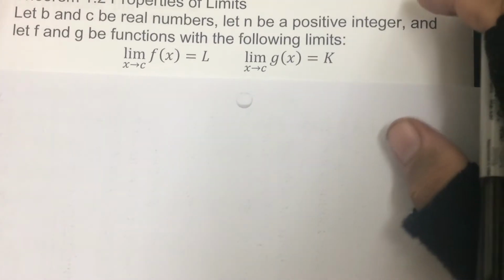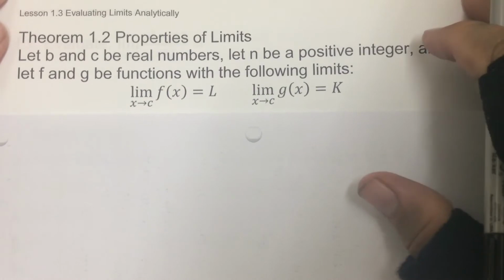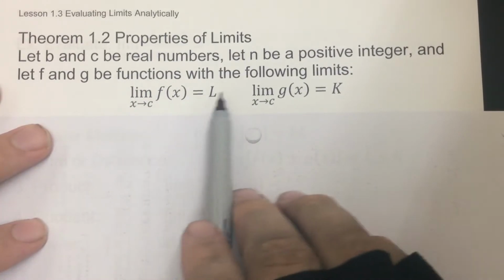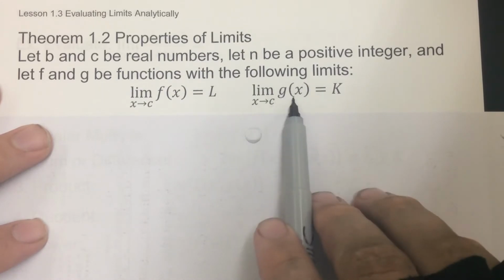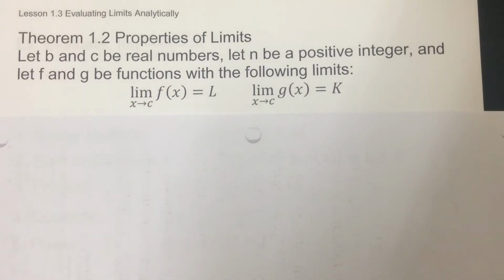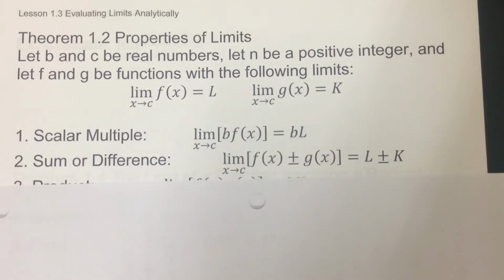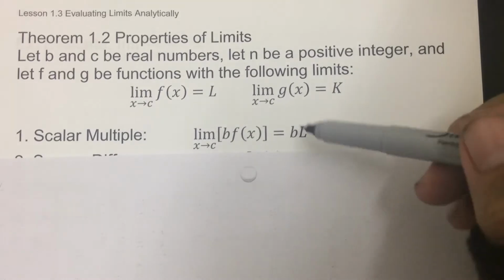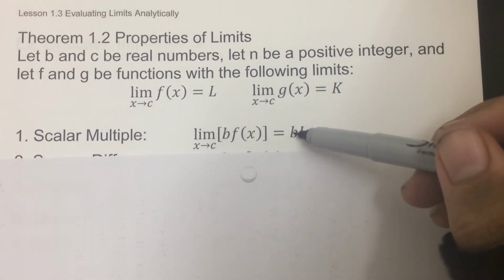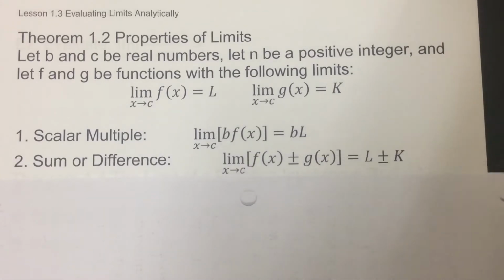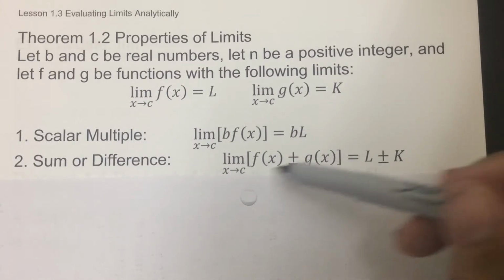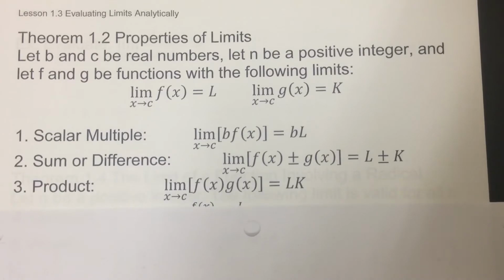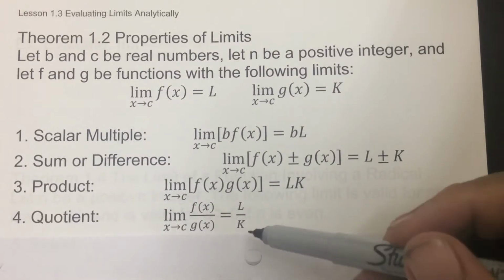As far as some properties go, if we have these two limits, the limit of our function f is going to be our limit L, and for our function g, that limit's going to be the letter k. So how this will work is this. If we have a scalar multiple, so if something is times that function, it's the limit of the function times that number, whatever that multiple is. For a sum or difference, if we're adding or subtracting functions, it's their limits added together or subtracted. If we're multiplying, we multiply the limits. If we divide, we divide the limits.